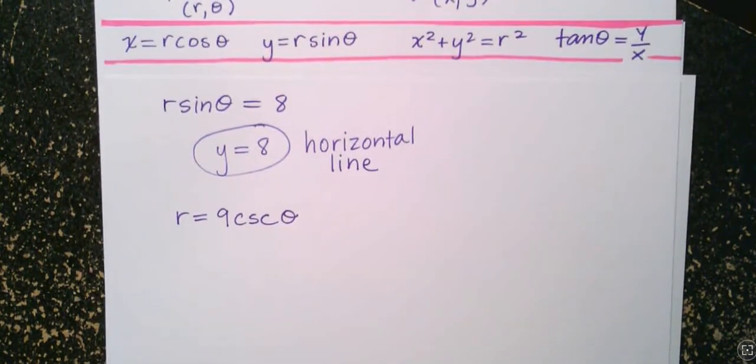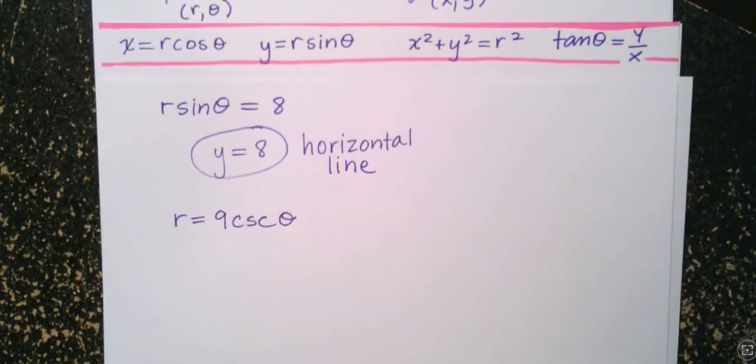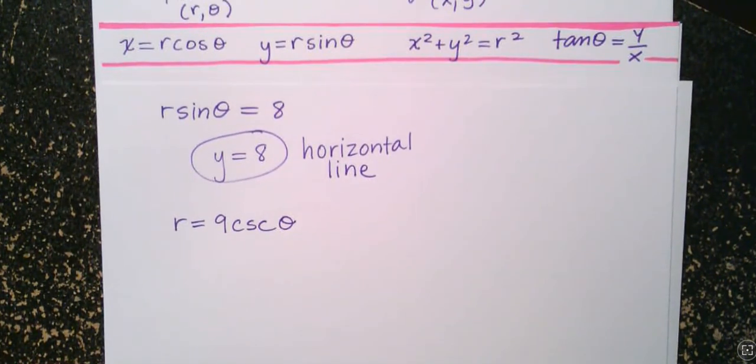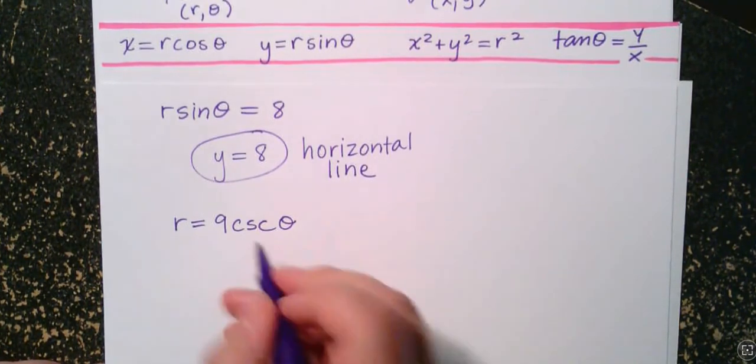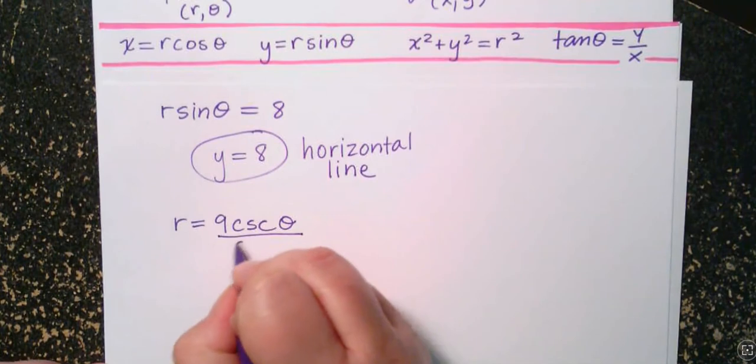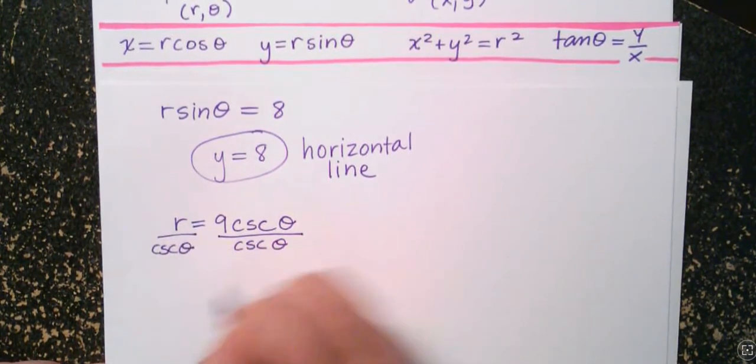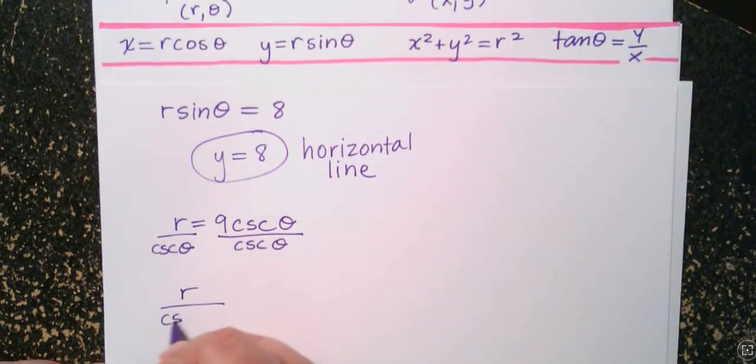Okay, r equals 9 cosecant of theta. All right, so cosecant is, remember, one of the two, cosecant and secant, we tend to think of as reciprocals of sine and cosine. Cosecant is the one that goes with sine. So what I'm going to do is put it into the denominator so that I can use that. In other words, I'm going to divide both sides by cosecant theta and say r over cosecant theta equals 9.